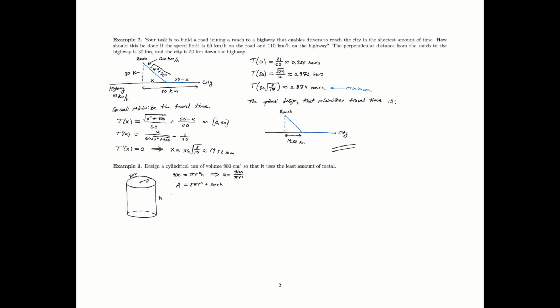Then we can substitute that information so that we get a function of the radius r. This would be 2 pi r squared plus 2 pi r times the quantity 900 over pi r squared. You would simplify this a little bit to get, let's see here, 1800 over r, because the pi's will cancel, one of the r's will cancel, and the 2 times 900 is 1800.